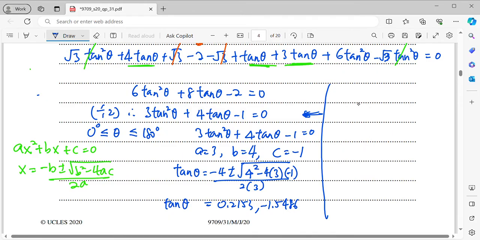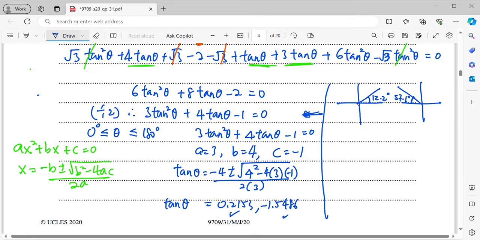So tangent theta is positive and negative, which means the first value will be in the first quadrant because tangent is positive, and then the second value will be in the second quadrant. Now I need to find these two values. When you consider inverse tangent 0.2153 in degrees, it will be 12.2 degrees. Okay, so inverse tangent of 1.5486, it will be 57.1 degrees.